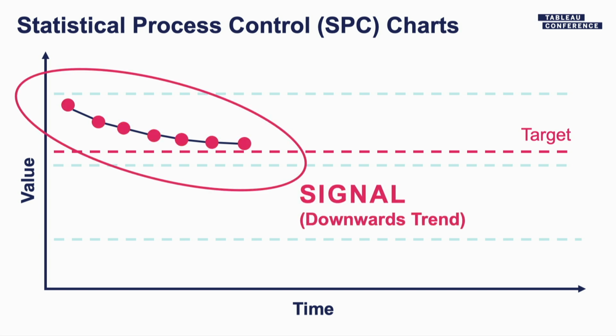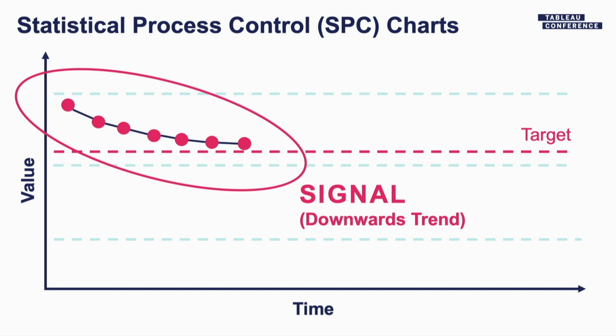Then if we look at the SPC signal, we can see that there's a downward trend. So maybe there is something going on. And it's great that today we're meeting target, but we see this downward trend. So maybe tomorrow we're not meeting target. So we still want to call attention to that particular event.